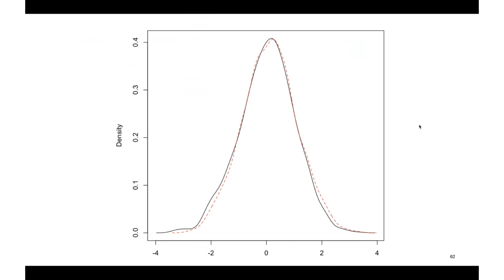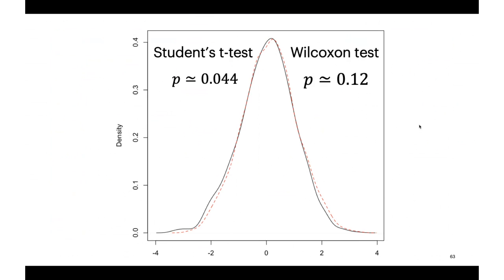Here you see 2 distributions. They are very similar. One is represented by a black solid line. It's a density plot of the normal distribution with a mean 0. And the red dashed distribution is a normal distribution with a mean 0.11. I have randomly sampled 1,000 data points from each one of those and have applied 2 statistical tests. One of them is the student's t-test. Another one is the Wilcoxon test.